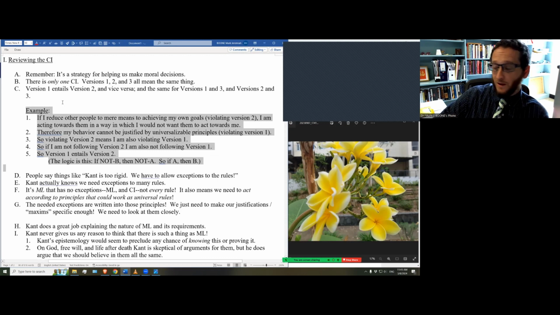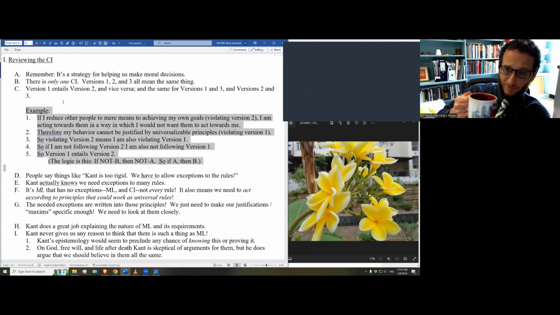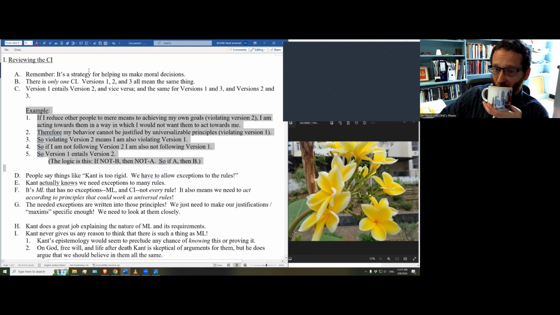Version 1 says, act only in ways that can be universalized. Act only according to principles, or justify your actions only with principles that can be universalized. Version 2 says, treat other people as ends in themselves. Actually, all people, not just you. Treat all people as ends in themselves, as having their own inherent value, dignity, worth. And version 3 says, act as if you are making universal laws that everyone will have to follow in the future. So here's just an example of how some of that entailment works, which may help some of us understand how there's really just one version of the categorical imperative.